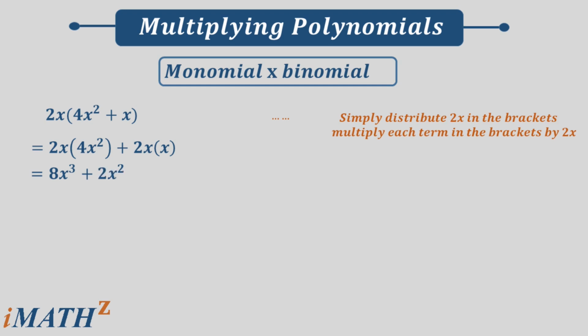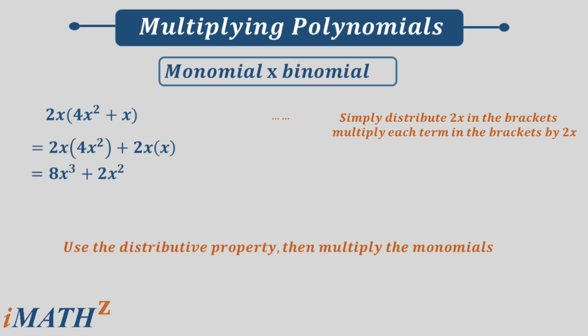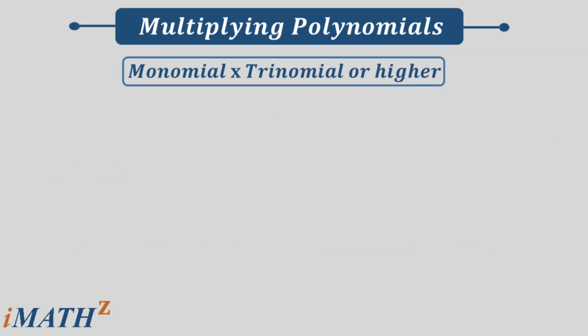In summary, to multiply a monomial by a binomial, use the distributive property, then multiply each term in the brackets by the monomial in front of the brackets. So what about multiplying a monomial by a trinomial? Well, that's exactly the same as the previous case. So we just have to multiply all the terms in the brackets by the monomial in front of the bracket.